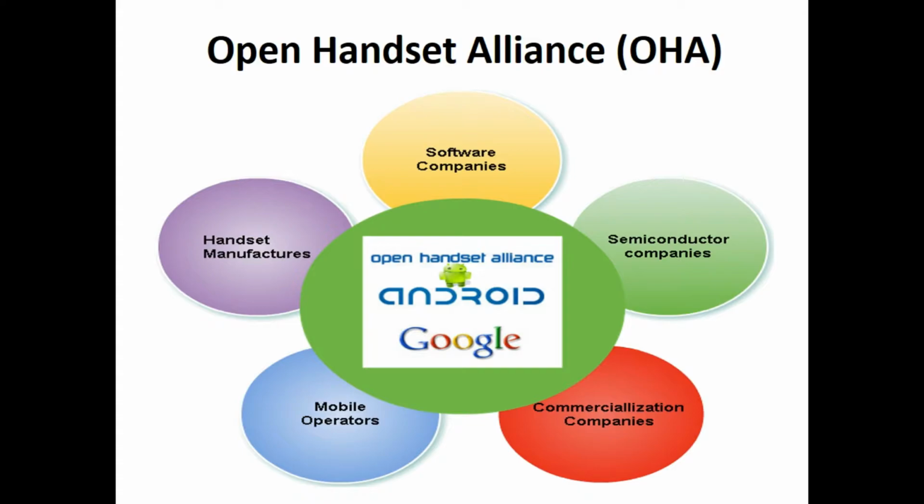So all are contributing. Semiconductor companies like Intel, MediaTek, Qualcomm, and Samsung are making chipsets for Android. Some companies do marketing for Android, just like Google is doing marketing. So they are doing commercialization. Samsung is also doing commercialization. Mobile operators like Airtel, Vodafone, Jio, meaning Reliance. There are so many. All are contributing to make your Android application or mobile phone more famous.